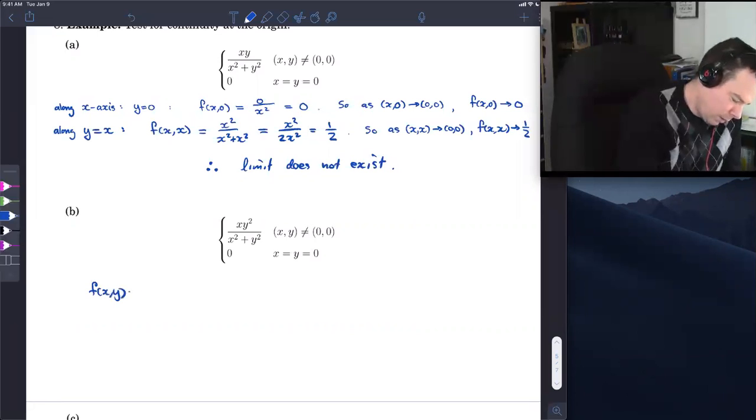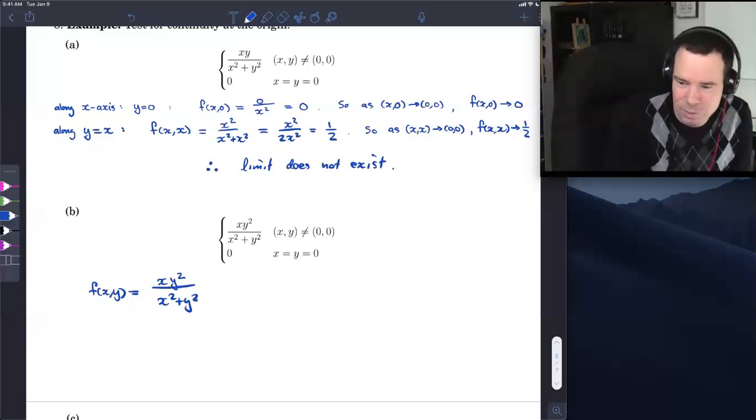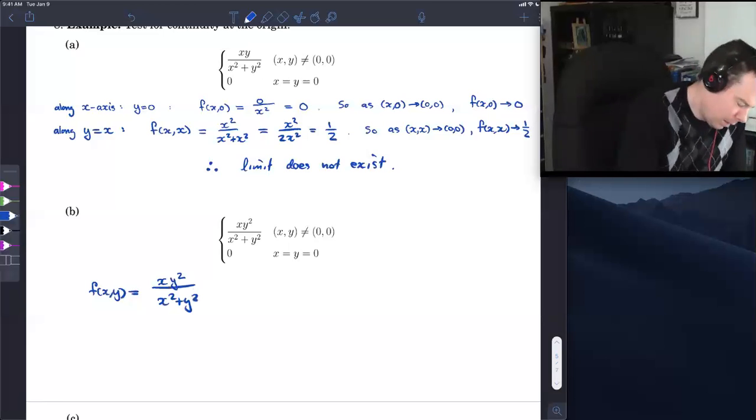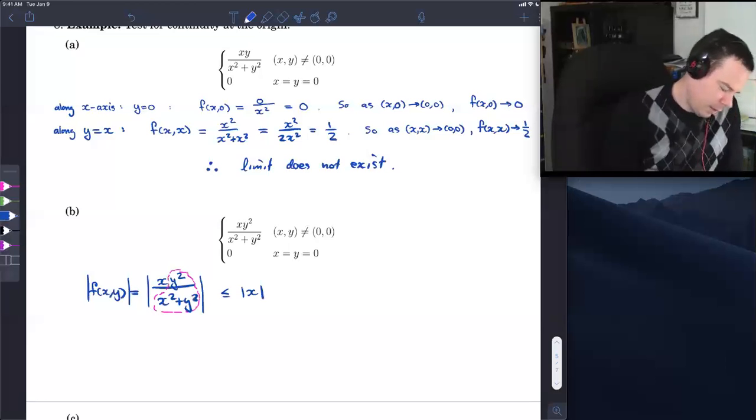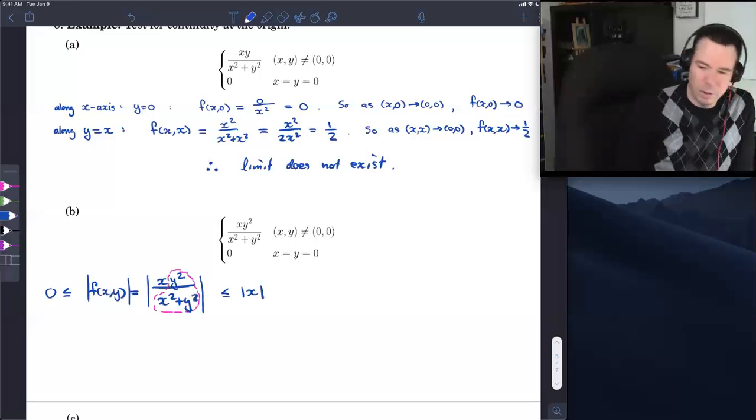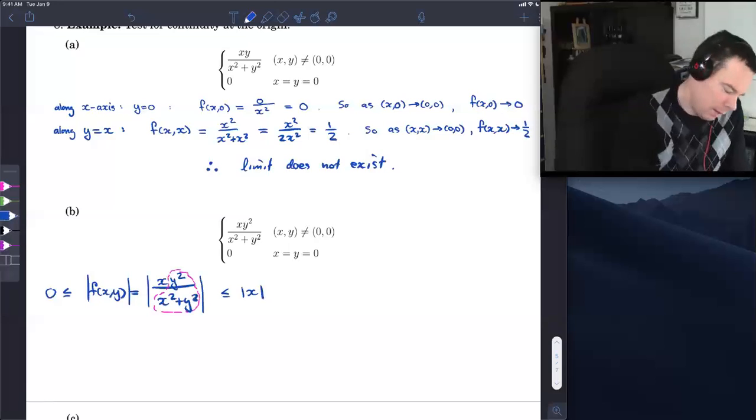So f of xy is equal to this expression here. And like I said before, I kind of expect the top to be going to 0 faster than the bottom. I can make that rigorous. I'll throw absolute value signs on the bunch. And then I'll notice that, hey, wait a minute, this thing is less than 1. So this is less than or equal to absolute value of x, and it's bigger than or equal to 0. So my function is trapped between 0 and |x|.